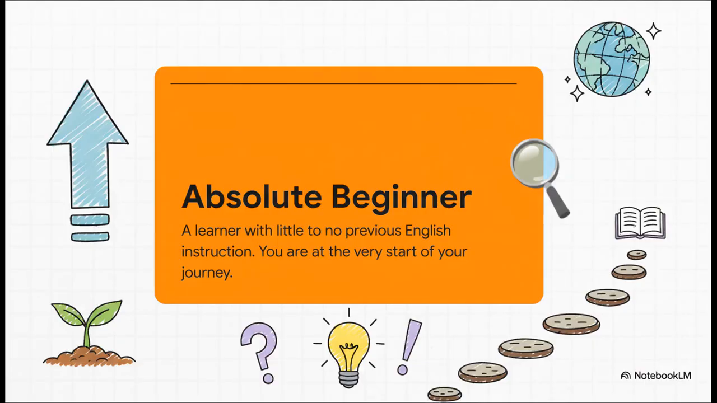Okay. First things first, let's make sure you're in the right spot. As you can see on the slide, this is for the absolute beginner. Now, what does that mean exactly? Well, an absolute beginner is a learner with very little or maybe even zero previous English instruction. It means you are at the very start of your journey. If this sounds like you, then you are in the perfect place. We designed this lesson just for you, and we're going to go slowly and learn each new thing very carefully.